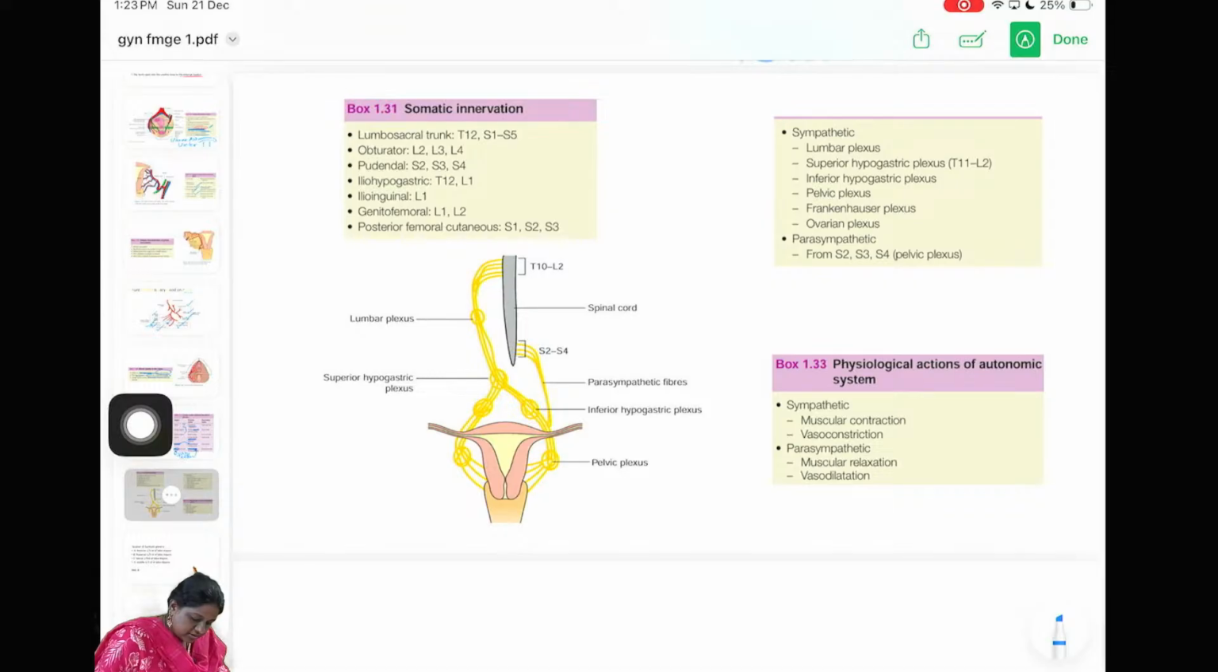And innervation is by various plexuses, from T12 involving all the lumbar and the sacrum, and finally till S3 to S5. Okay. It is going to be supplying. So various plexuses are there: lumbar plexus, superior hypogastric, inferior hypogastric, pelvic Frankenhauser plexus, ovarian plexus. All of these lie just near the organs. Okay. All these are going to supply.